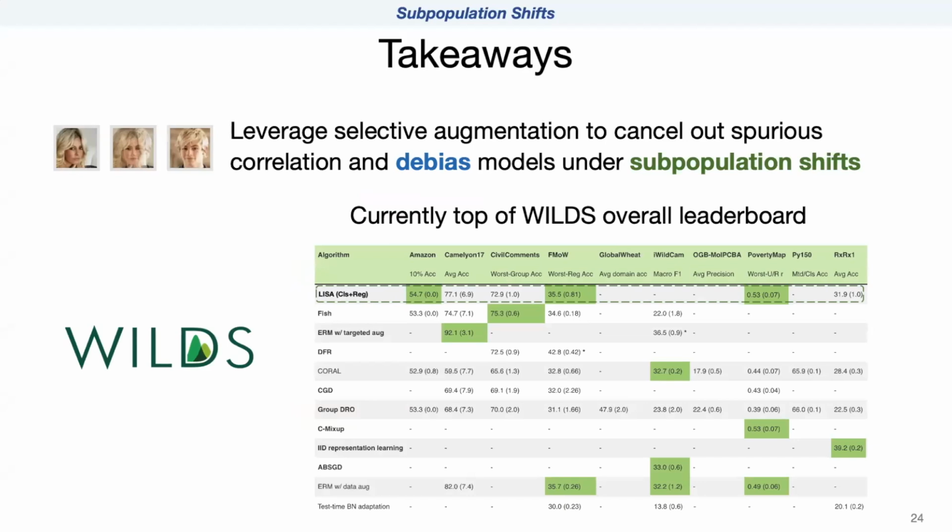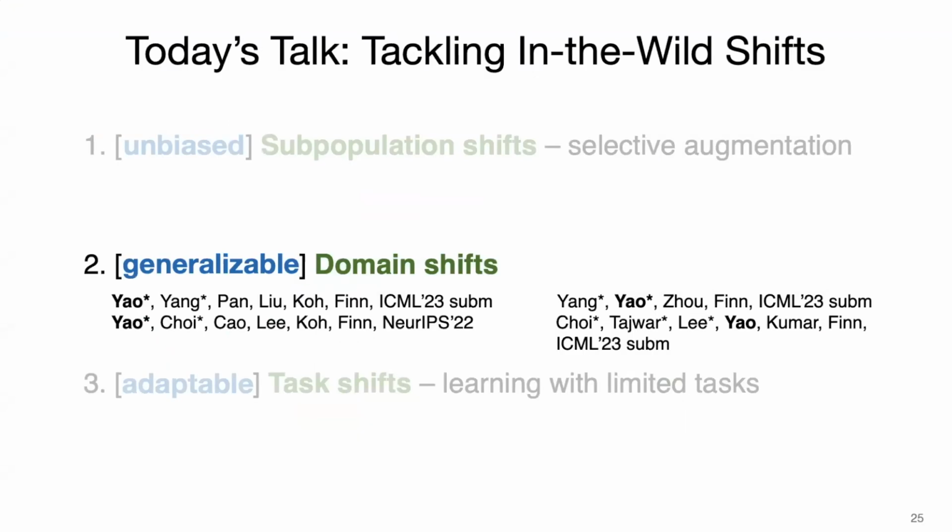Thank you. Okay, so we have now mentioned subpopulation shift, and we proposed selective augmentation to handle it. In the second part, I would like to discuss domain shifts. In domain shifts, we will specifically discuss structured generation to handle the domain shift issue.